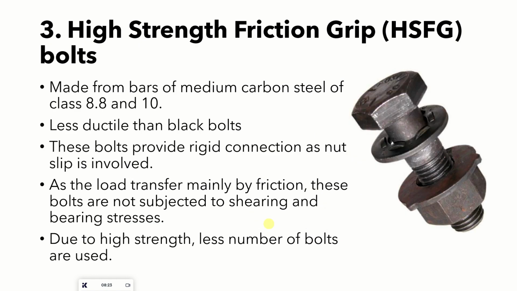And we have even better, high strength friction grip bolts. You can see here there will be a nut and a washer. The grade is much higher, 8.8 to 10.9. These are less ductile than black bolts. This is a medium carbon steel. The previous two are from mild steel, and this is of medium carbon steel.